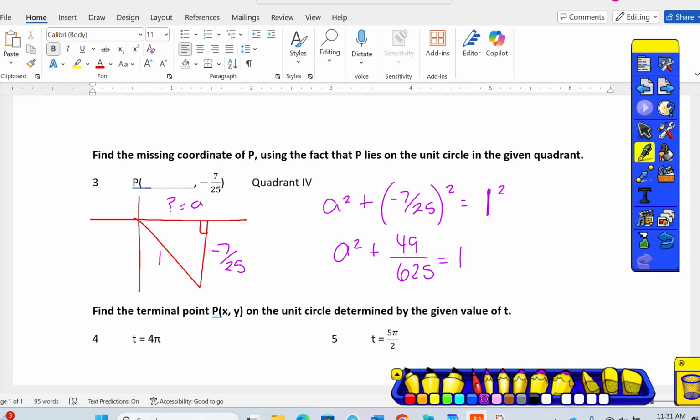I'm going to subtract that over. So 1 minus 49 over 625 gives me 576 over 625. Then I'm going to take the square root of that, which gives me 24 over 25. And it's positive because we have to go to the right to get to the 4th quadrant.